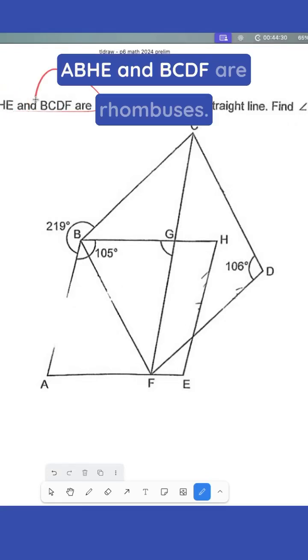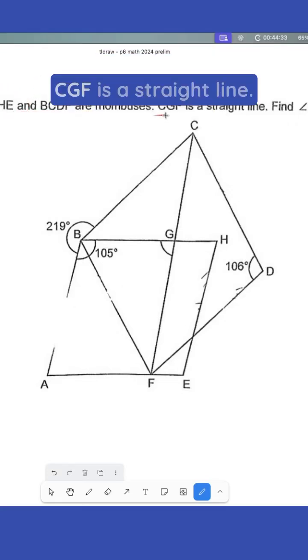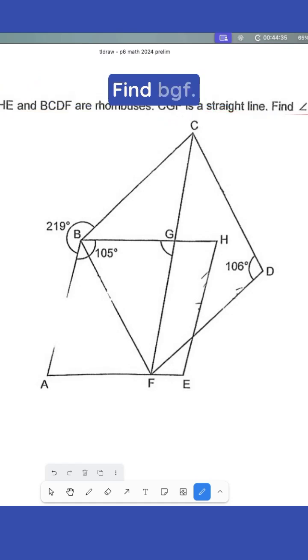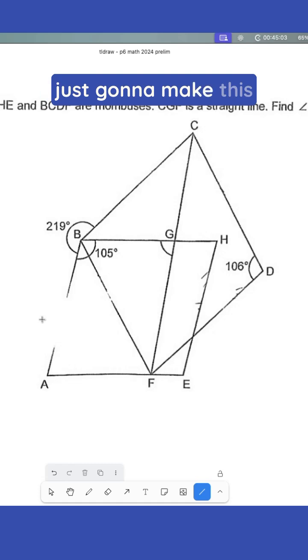ABHE and BCDF are rhombuses. CGF is a straight line. Find BGF. So I'm just going to mark them down. At the same time, I'm going to make this a little easier to see with a line over here.